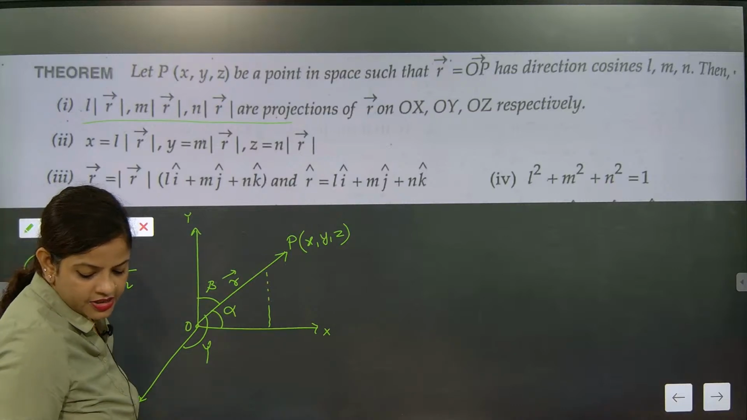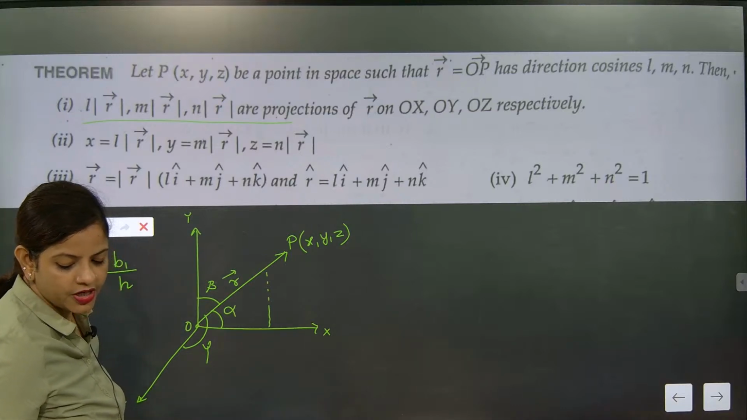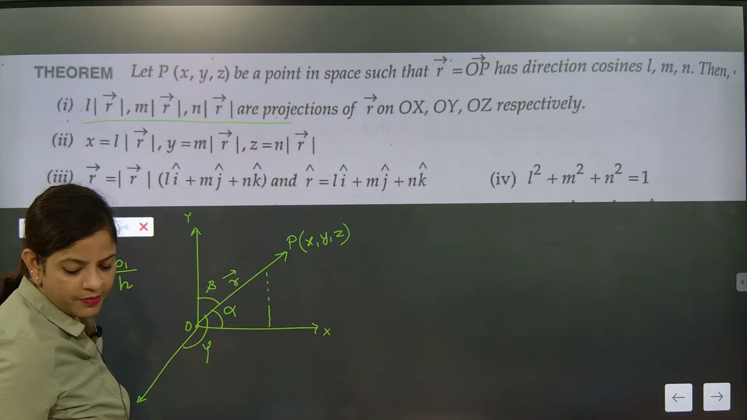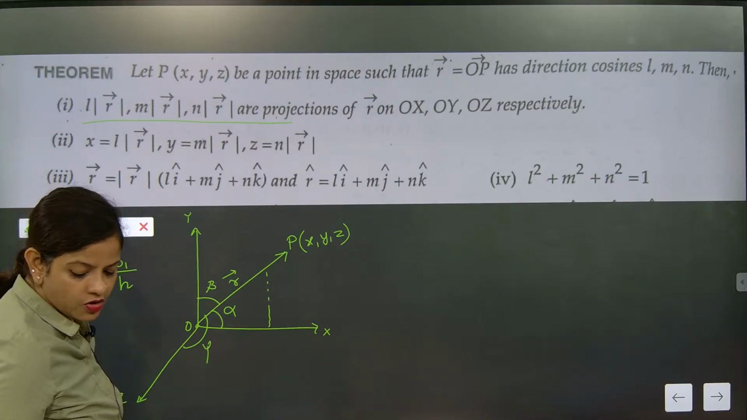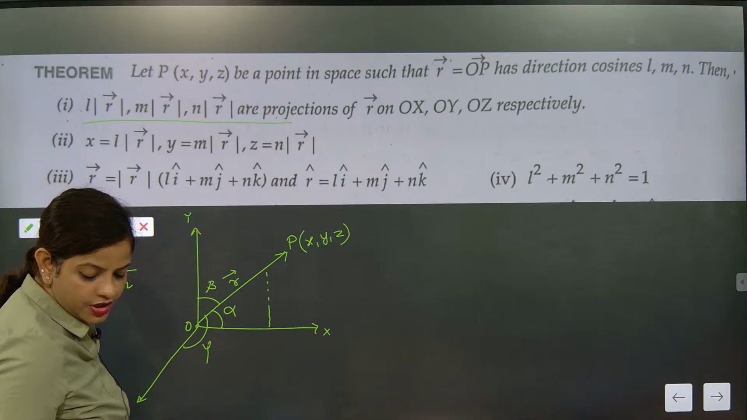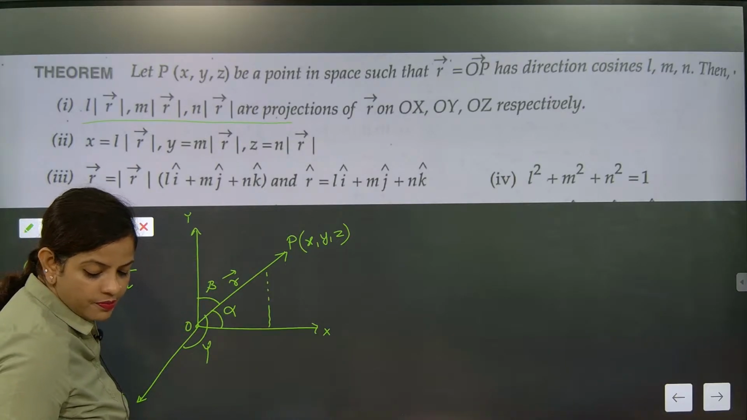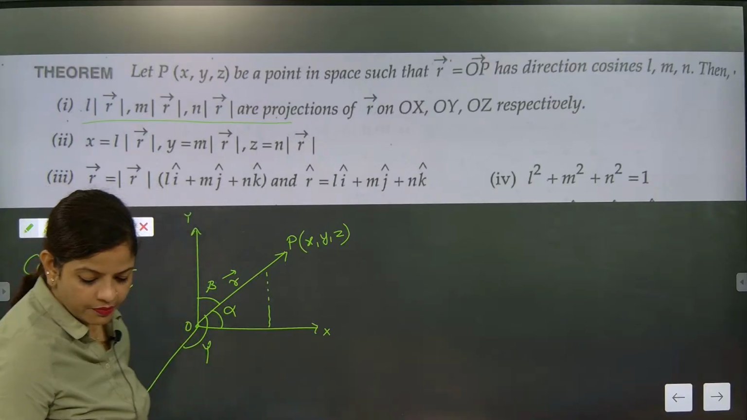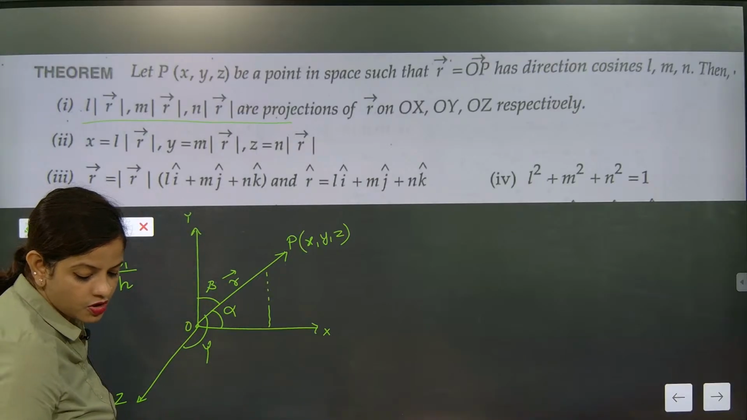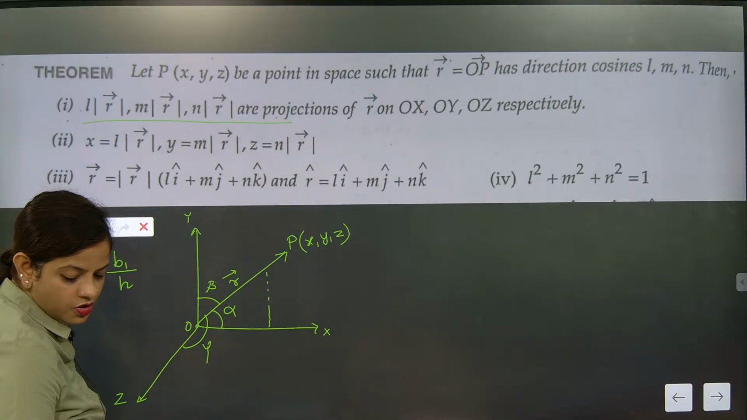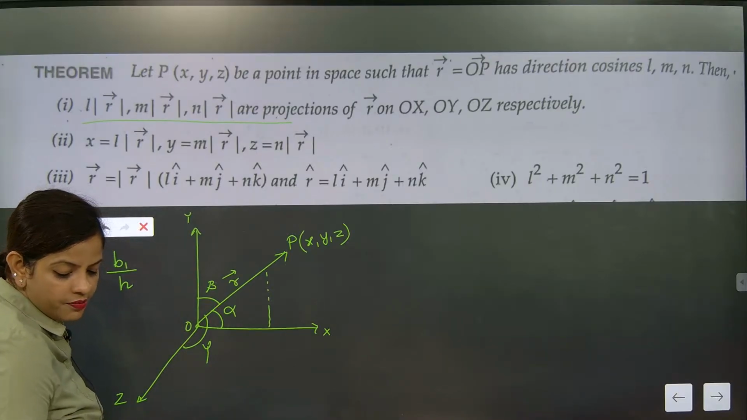Cos alpha is base by hypotenuse. So when somebody discusses cos alpha is equal to base by hypotenuse, did you understand till here? Cos alpha is what, beta? Base by hypotenuse.